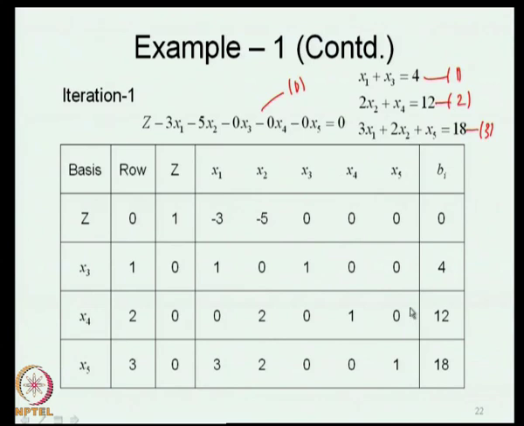Then you create another column which consists of the right hand side values bi, that is, for each of the rows, what are the right hand side values. So, you had row 0, the bi is 0, you just fill in the right hand side values. For row 1 you had 4, for row 2 you have 12, row 3 you have 18. So, the bi corresponds to the right hand side values. This is how you formulate the first tableau of the simplex method.